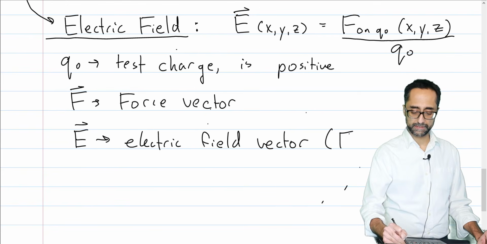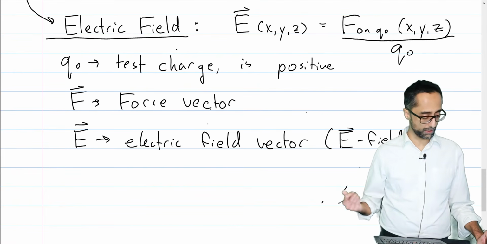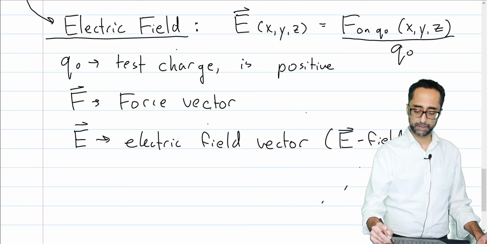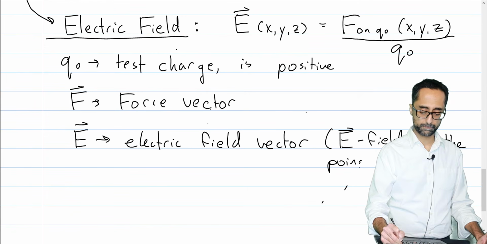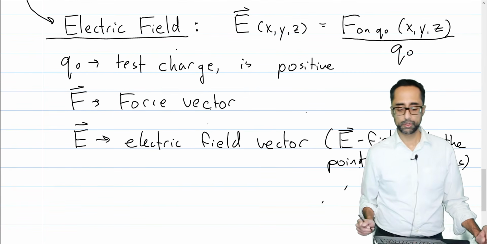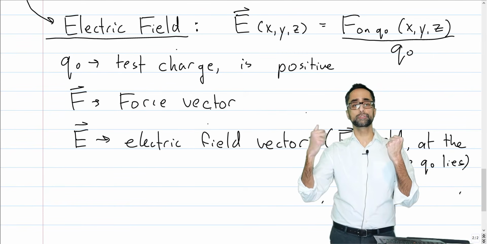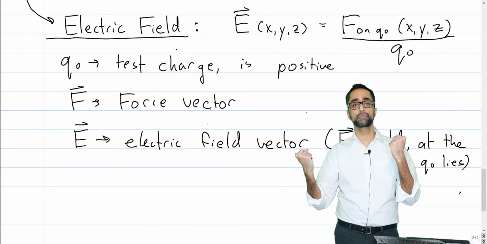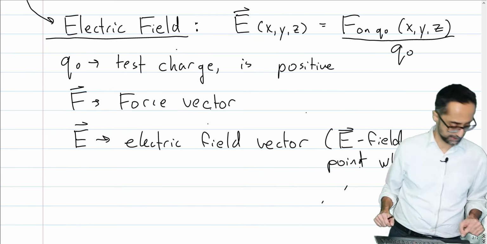And so this E, for now, will be not just the... and by the way, I will write electric field as E field often. This is the E field at the point where Q naught lies. So we can only find the electric field right now where Q naught lies. So again, two charges, here's Q naught. We know the force on Q naught. If I divide the force on Q naught by Q naught, I have the electric field at that point.